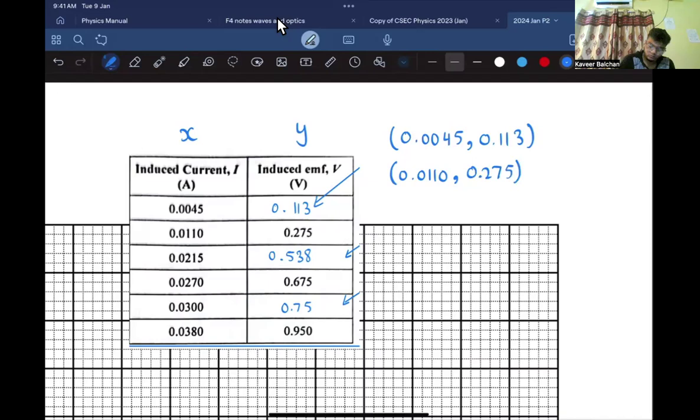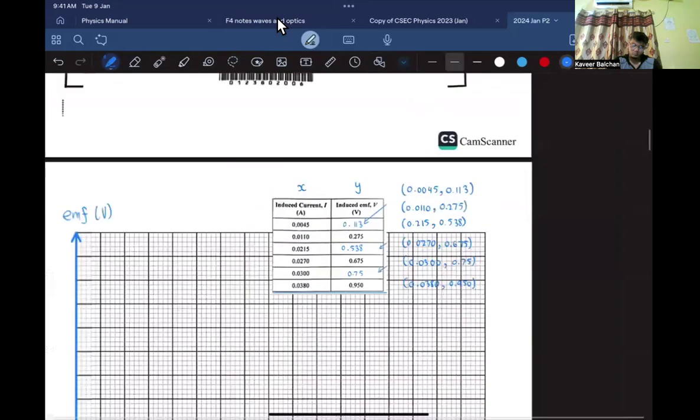Right. Jadon, tell me the third point I need to plot. 0.0215, 0.538. Right, and just tell me the rest one time while you're at it. 0.0270, 0.675, 0.0300, 0.75, 0.0380, 0.950. Okay, so we need to come up with a suitable scale then.